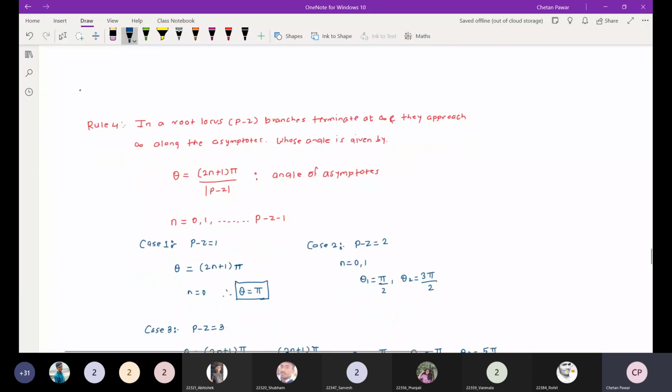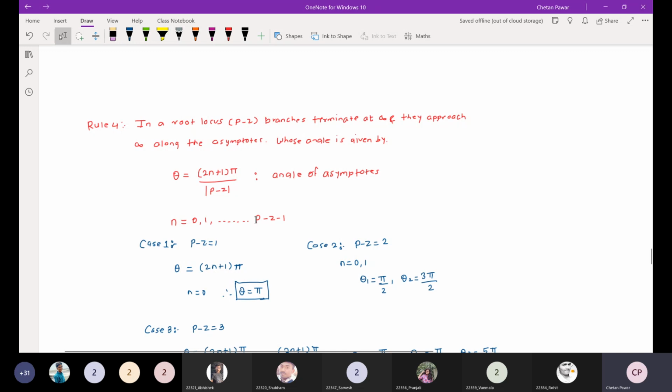So what is rule number 4? In root locus, P minus Z branches, where P is the number of poles and Z is the number of zeros, terminate at infinity and approach infinity along asymptotes, whose angle is given by theta equals (2n+1) times pi divided by |P minus Z|. This gives us the angle of the asymptote, where n is 0 to P minus Z minus 1.